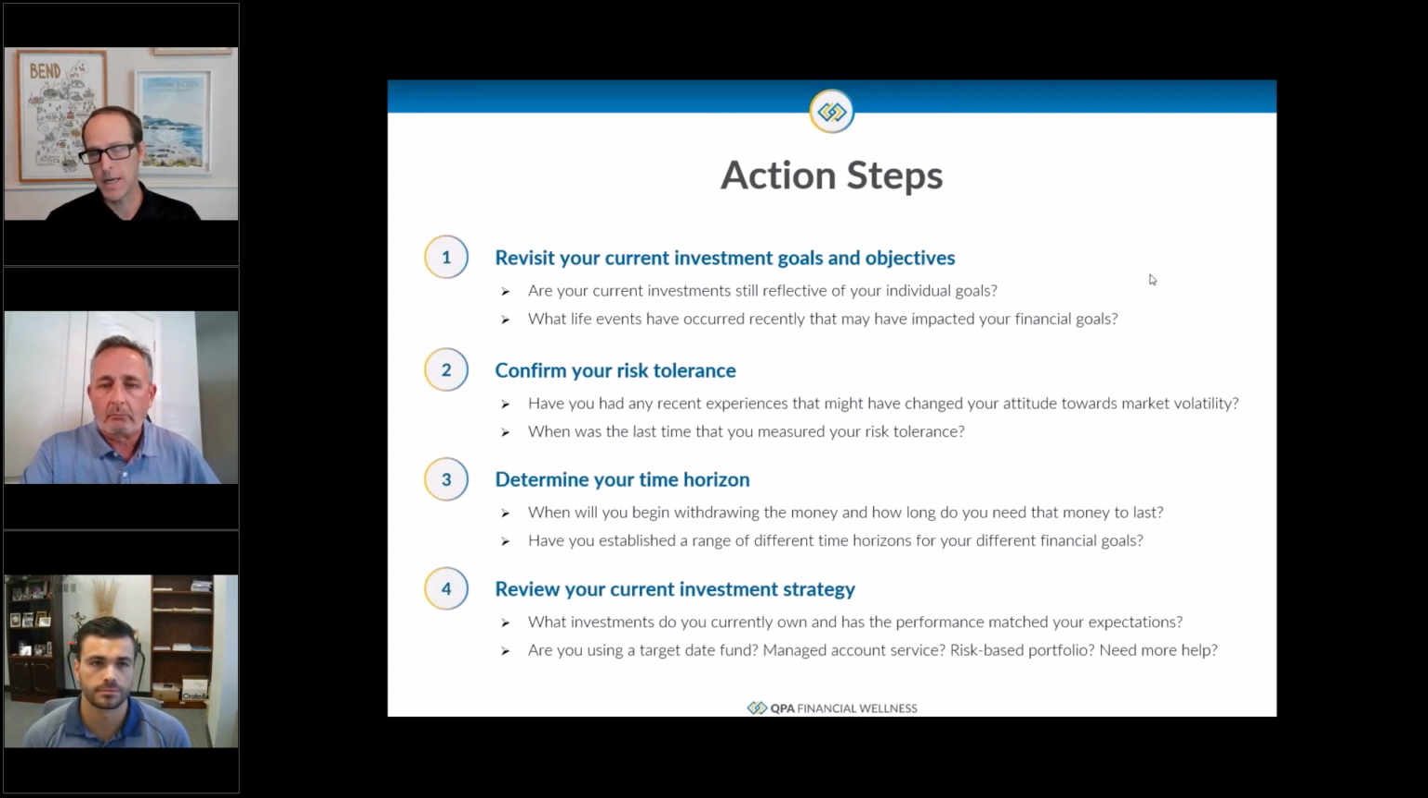Are you using a target date fund right now? Are you using a managed account? Are you using a risk-based portfolio? And is that indeed what you should be using? For some of you, maybe you were just defaulted in with your retirement plan into an investment option, but you really haven't evaluated what it is or how it works or whether it's right. Again, that's another example where I would encourage you to just educate yourself on it.